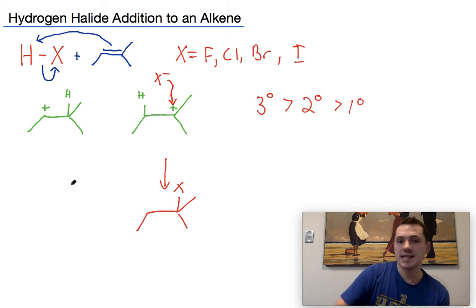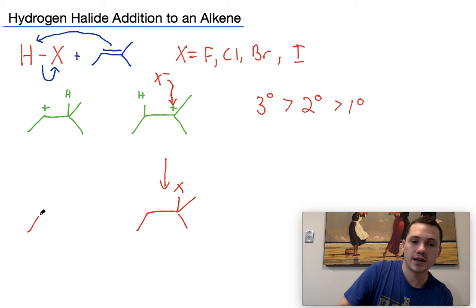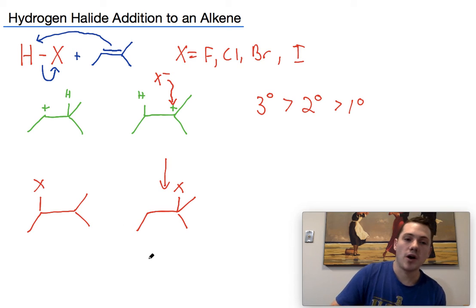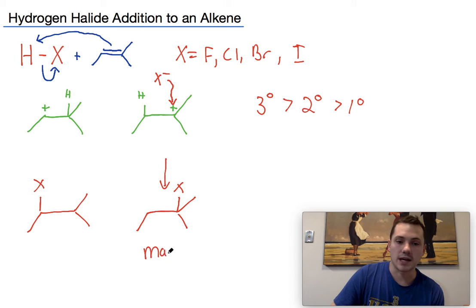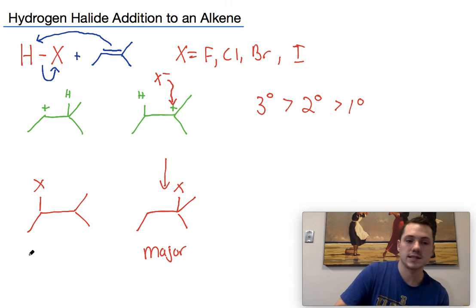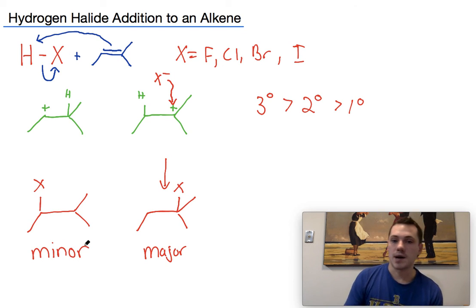We can get the case where it does add here. It does happen, it's just less likely to happen. And so we call these our major and our minor products. So this would be the major product, and this would be the minor product.